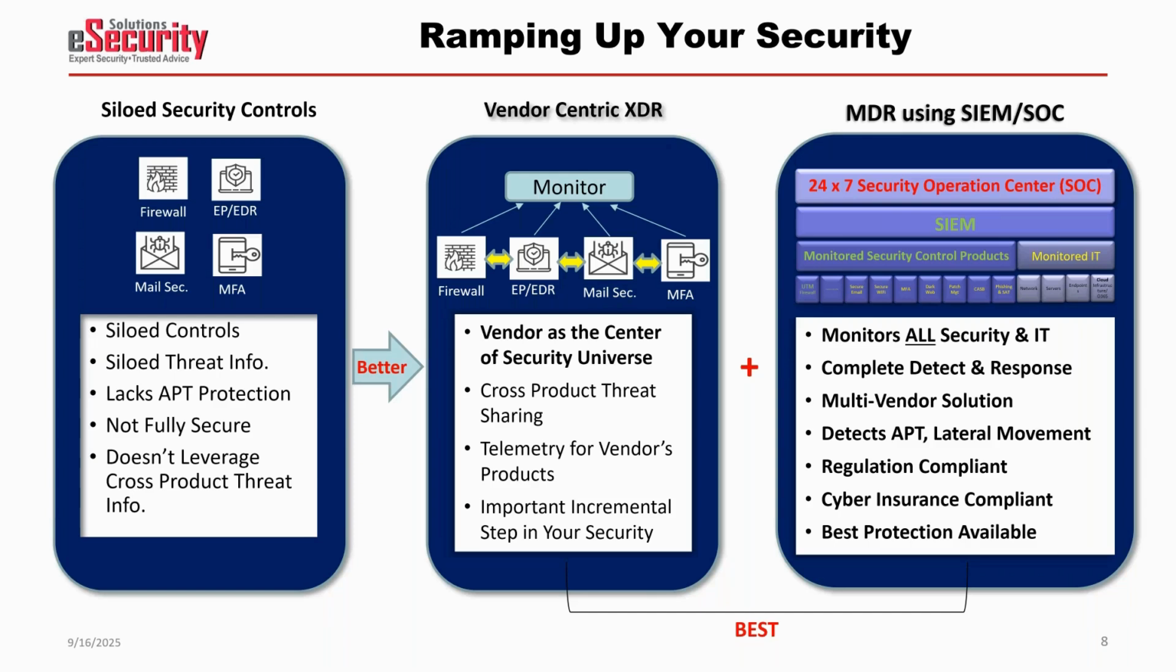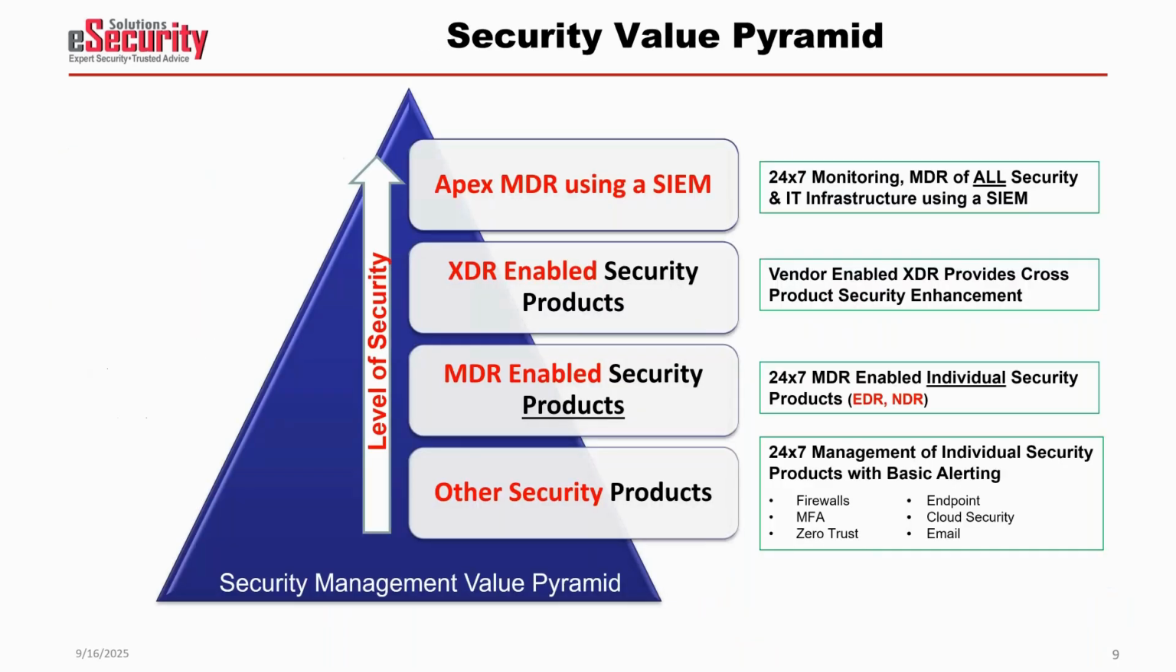It doesn't matter what vendor it's from. It doesn't discriminate, right? So it's really the apex predator, if you will, of monitoring and adding value. So at the very top, you've got apex, like a shark is apex, right? So apex level MDR using a SIM. Then you've got XDR, which is enabled security, enabling this cross-product security from your vendor across that product line.